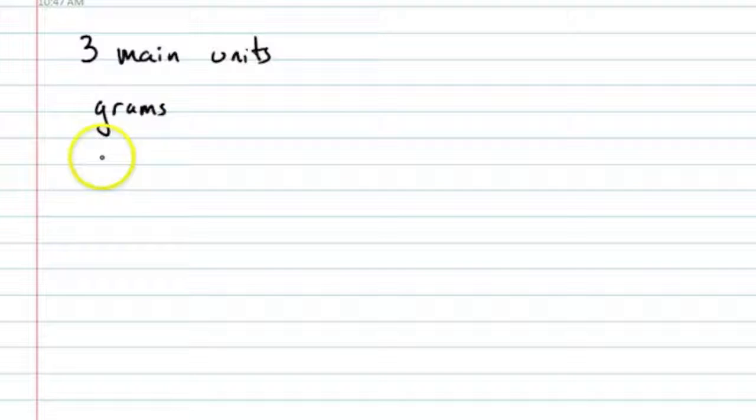In most physics classes, and pretty much all science classes, you're going to be working with three basic main units. Each of those units are grams, meters, and liters.